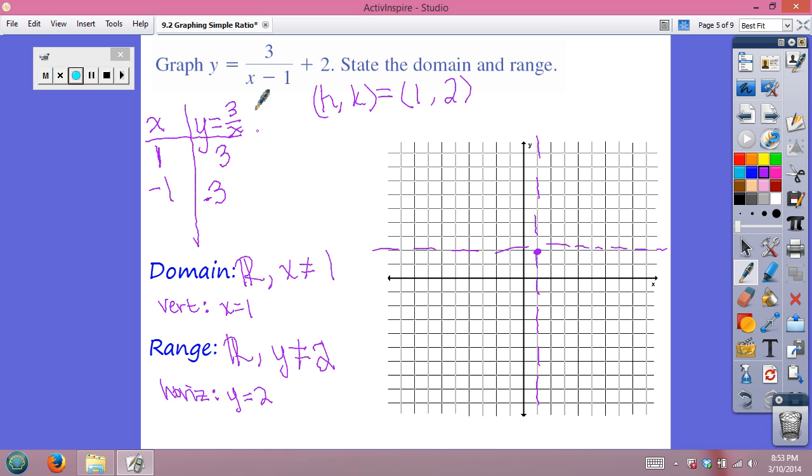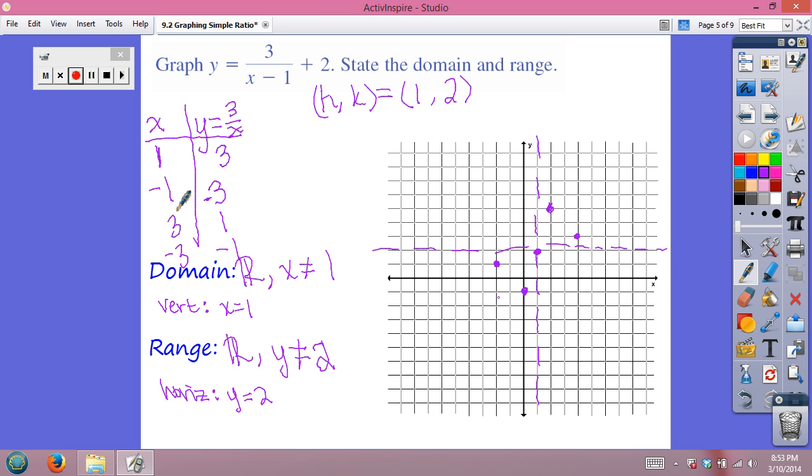And I'd like to pick numbers that are not going to give me fractions because it's going to be easier to graph. So another number that would be good to pick would be 3 because that's just going to give me 1, and a negative 3 which will give me negative 1. So let's go ahead and plot those points. We have from our new origin 1, 3, and negative 1, negative 3, and 3, 1, and negative 3, negative 1.